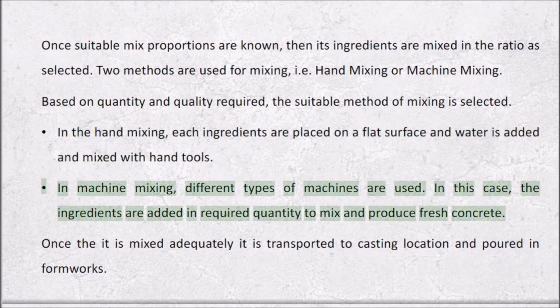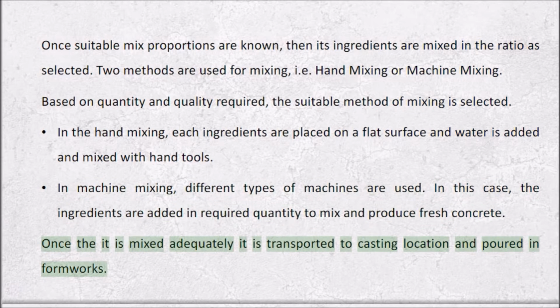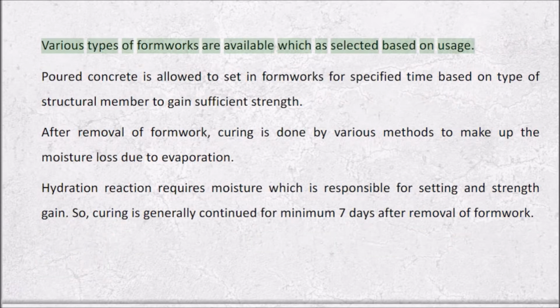In machine mixing, different types of machines are used. In this case, the ingredients are added in required quantity to mix and produce fresh concrete. Once it is mixed adequately, it is transported to casting location and poured in formworks. Various types of formworks are available, which is selected based on usage.